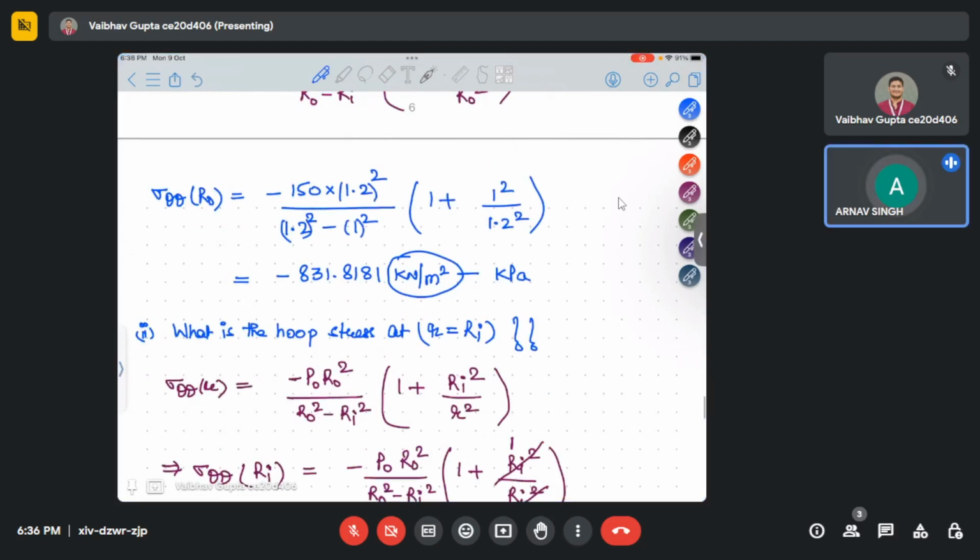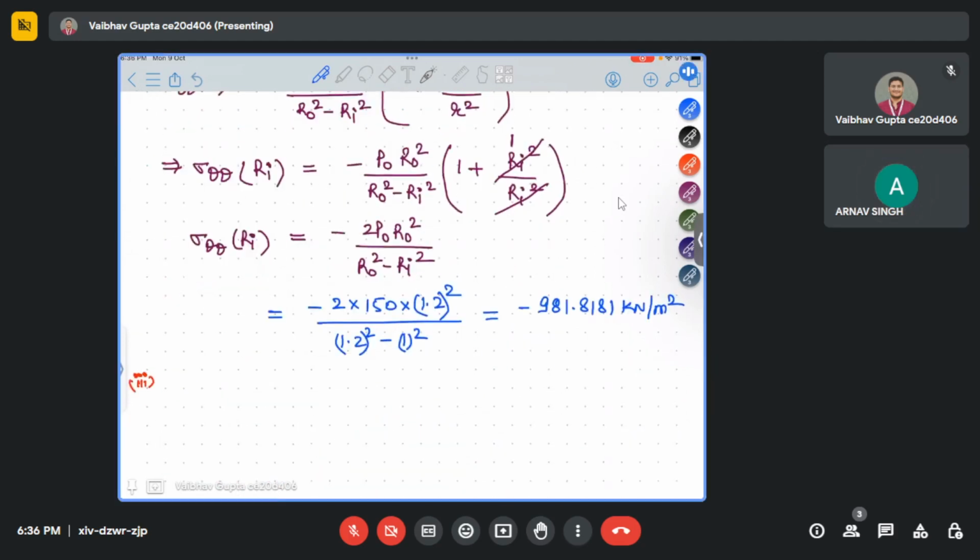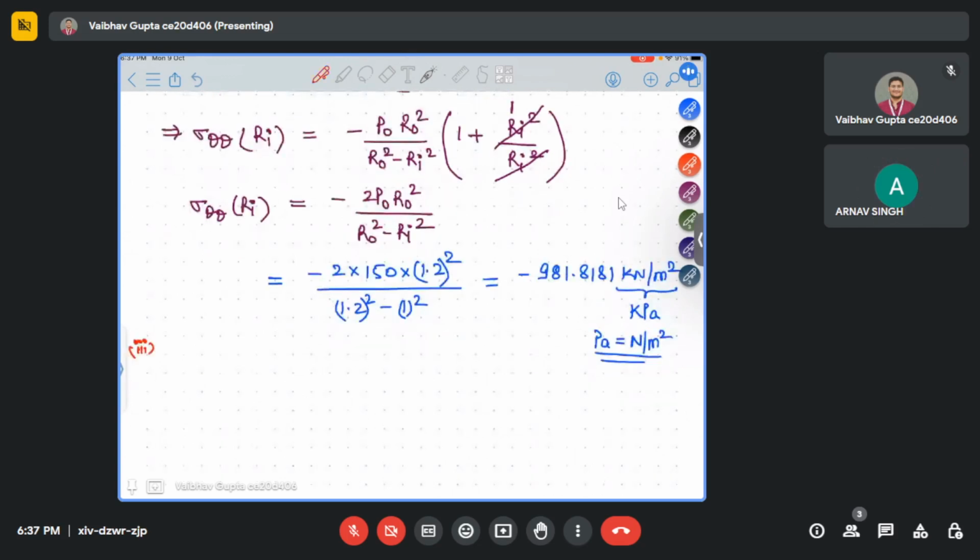Sir, can we write this in kPa also, the same? Yeah, kilonewton per meter square is nothing but kPa. See, Pascal is nothing but Newton per meter square. Okay. So K means kilo. So third part is, what is the axial stress?